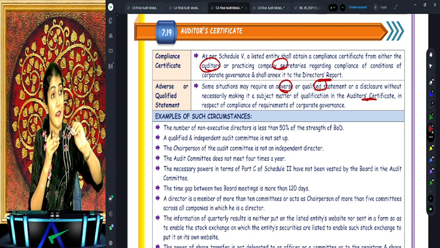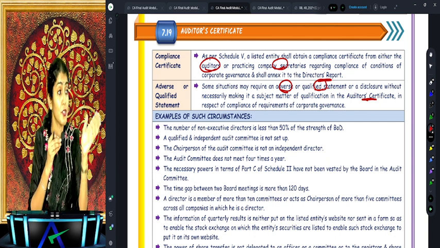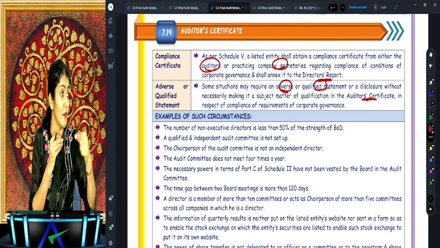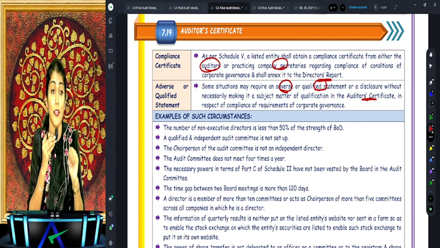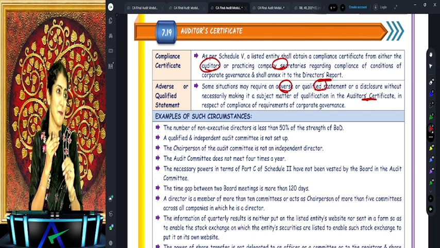Okay, another example: the chairperson of the audit committee, should he be an independent director? Yes, he should be an independent director. But what you found out is that he is not an independent director. Will you give an adverse or a qualified statement? Yes. Audit committee, how many meetings should take place in a year? Four meetings. What you found out is that only three meetings have taken place during the year.